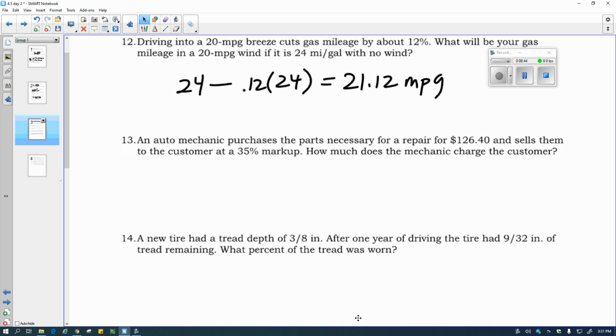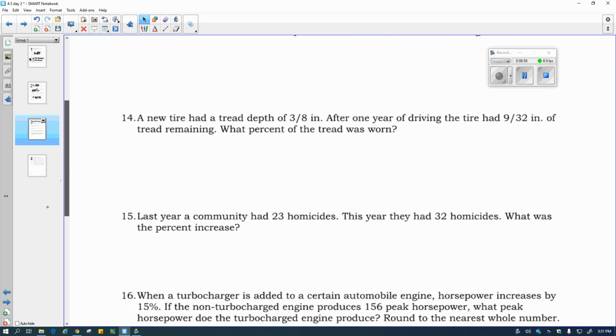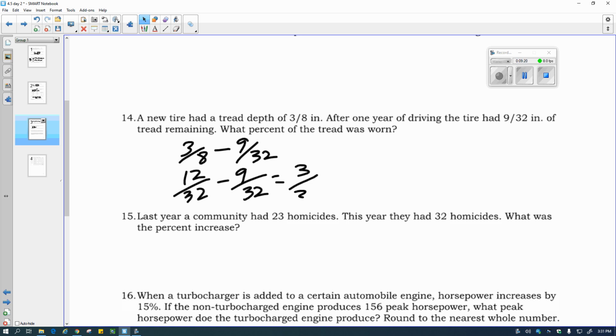So the next one, number 14, a new tire had a tread depth of 3/8 inches. After 1 year of driving, it had 9/32 of tread remaining. What percent of the tread was worn? And so what I need to figure out is how much I lost here. So I'm going to do 3/8 minus 9/32, and I just find a common denominator, so that's 12/32 minus 9/32, and I end up with 3/32, and I need to figure that's my percent wear.